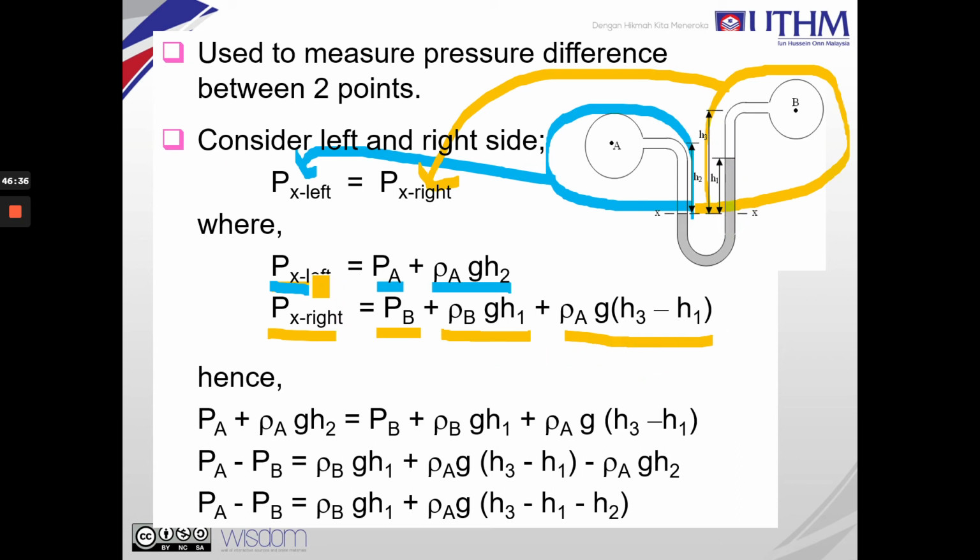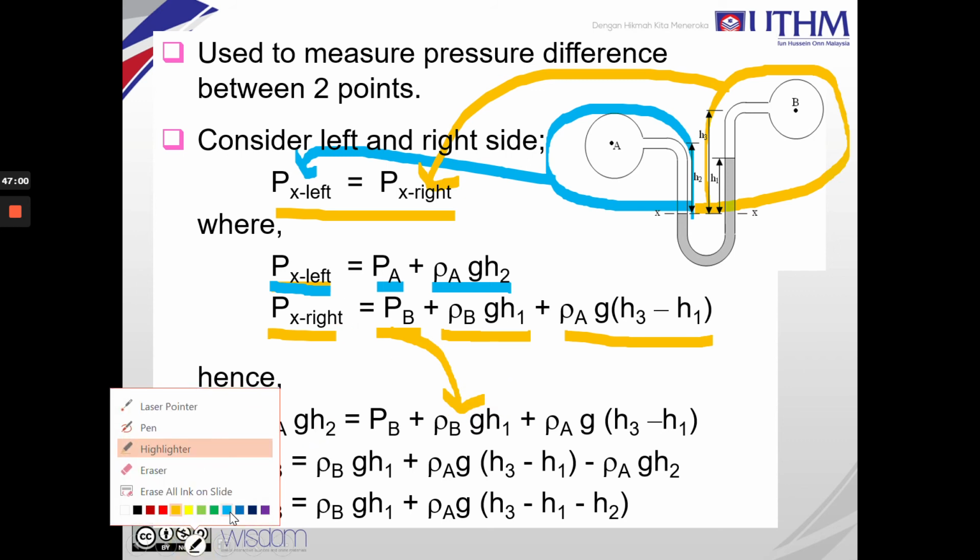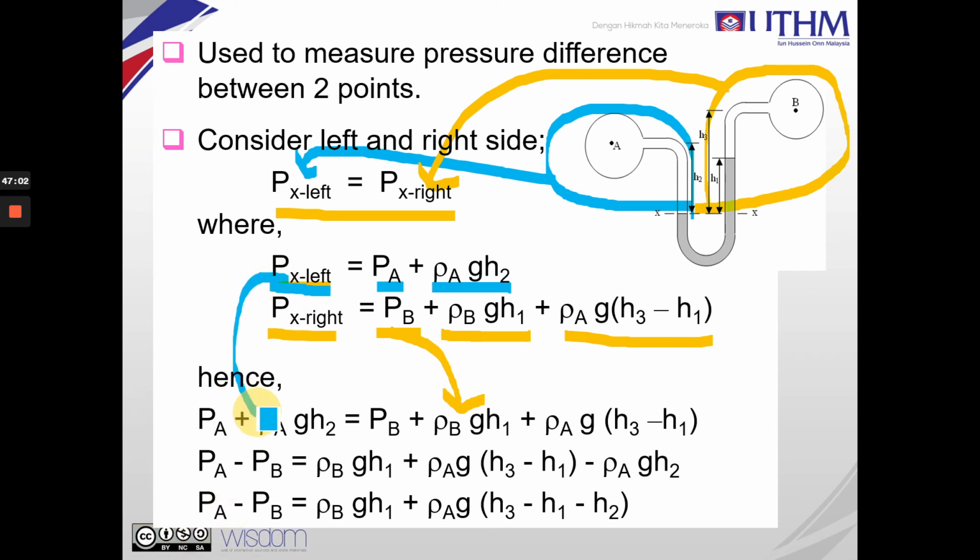So you just put this equation together using Pascal's law. We get PA plus rho A g h2 is equal to PB plus rho B g h1 plus rho A g times h3 minus h1. This is at this side and this at this side here, until you get this equation.